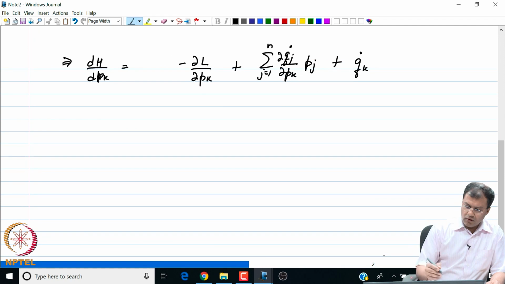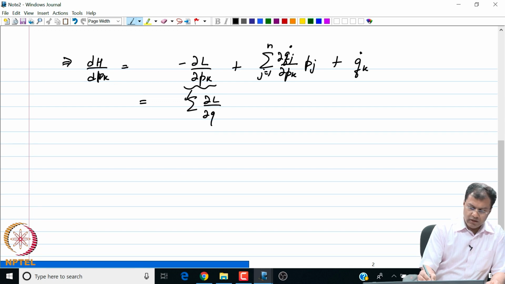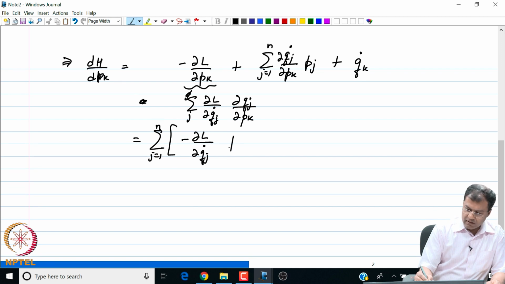Now I can further use the chain rule. Finally, using all these relations, I can find that del h del pk is the summation over j from 1 to n of minus del L del qj dot plus pj, times partial qj dot partial pk, plus qk dot.